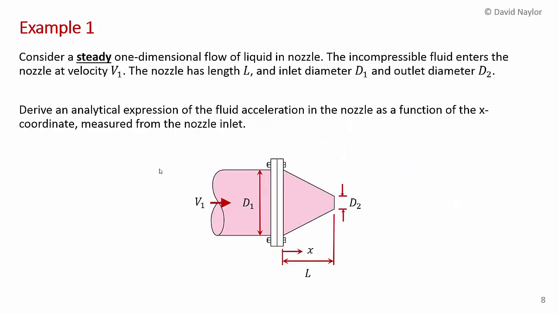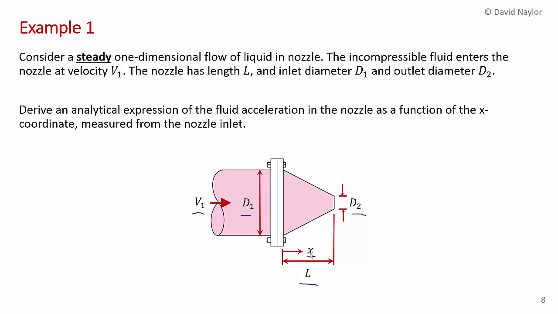Now I'm going to do a couple of examples. We're going to start with example 1 that considers steady one-dimensional flow of liquid in a nozzle. So we're considering an incompressible fluid that enters a nozzle at velocity v1. And the nozzle has length L, has diameter d1 at the inlet, and diameter d2 at the outlet. And we're asked to derive an analytical expression for the fluid acceleration as a function of x, where the x coordinate here is measured from the nozzle inlet.